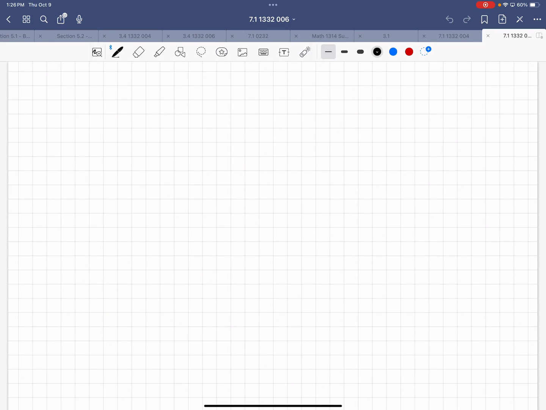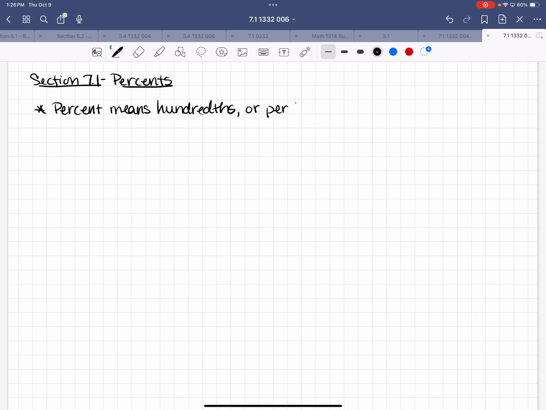We are on section 7.1, percents. Okay, we know that percent means hundredths, or per 100. And we know that 1% as a fraction is 1 over 100.